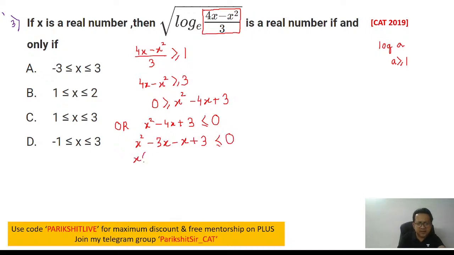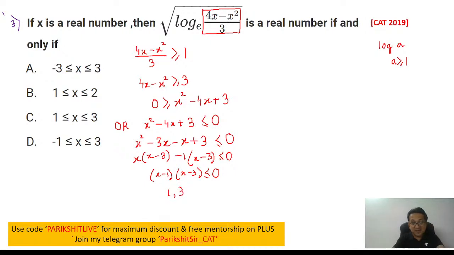So how much you get? Take x common, x minus 3 minus 1, x minus 3 less than equal to 0. So x minus 1, x minus 3 less than equal to 0. So what are the values? 1 and 3.